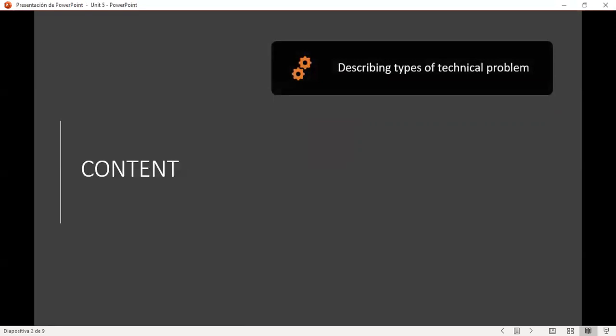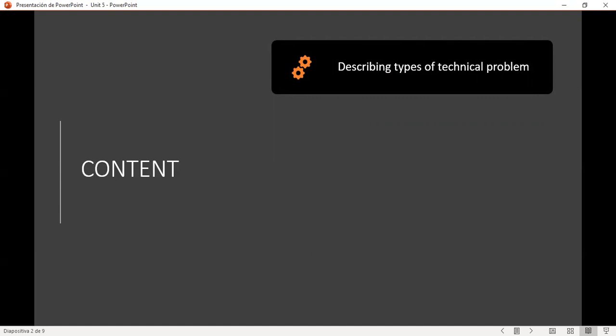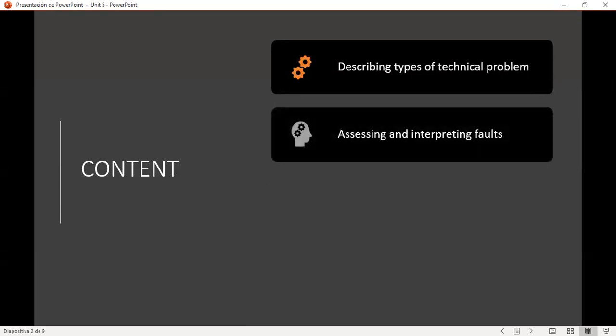So during this unit, the content that we'll be working on will be divided in four. The first subject is describing types of technical problems. We all know technical problems, like when the printer doesn't want to print, when the computer shuts down, etc. We've also got assessing and interpreting faults. That's the second subject.